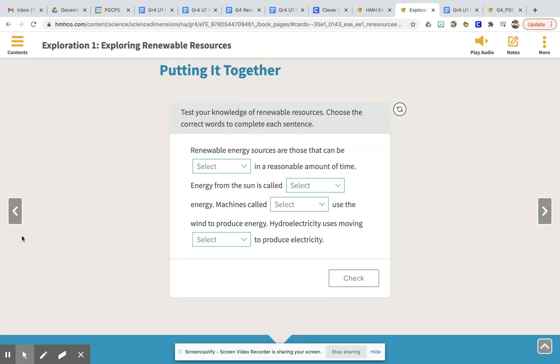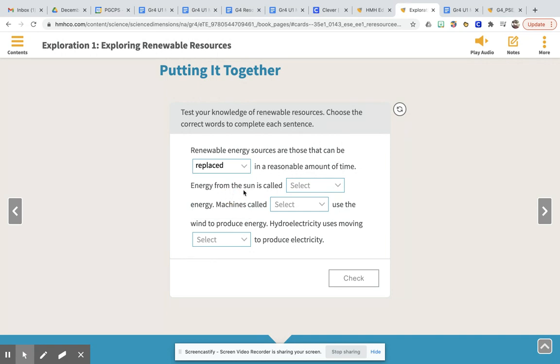All right, here's another checkpoint. It says renewable energy sources are those that can be blank in a reasonable amount of time. Energy from the sun is called blank energy. Machines called blank use the wind to produce energy. Hydroelectricity uses moving blank to produce electricity. All right, so let's check out our answer choices. Renewable energy sources are those that can be blank in a reasonable amount of time. Is it burned, replaced, or generated? Remember, renewable, that's right, replaced.